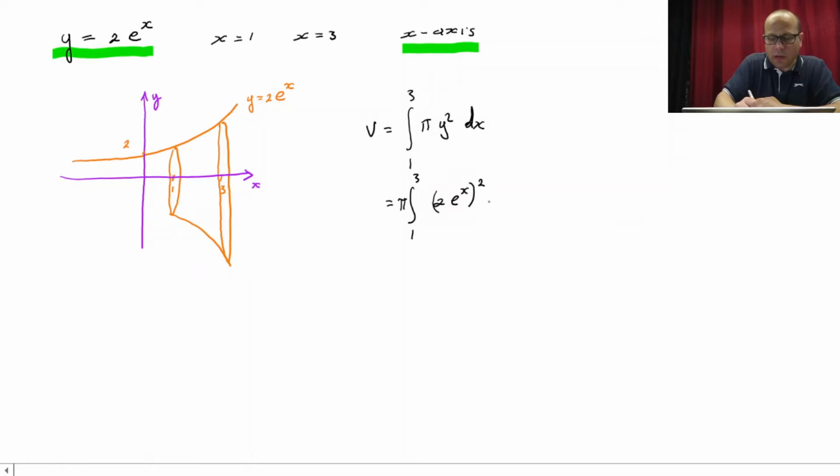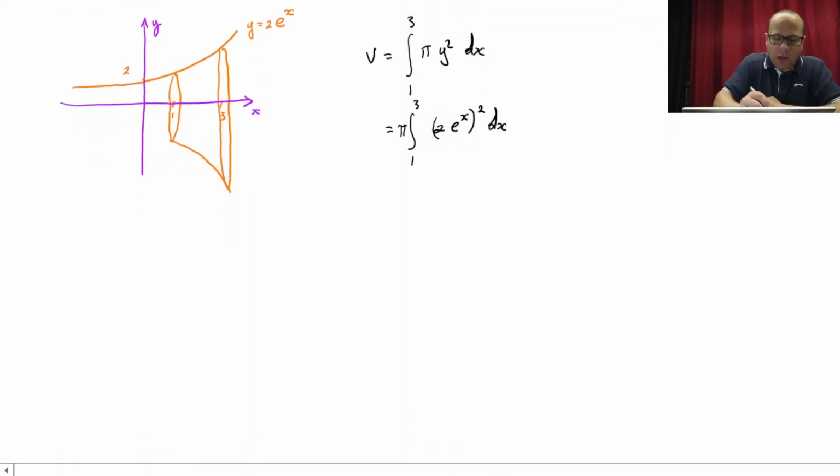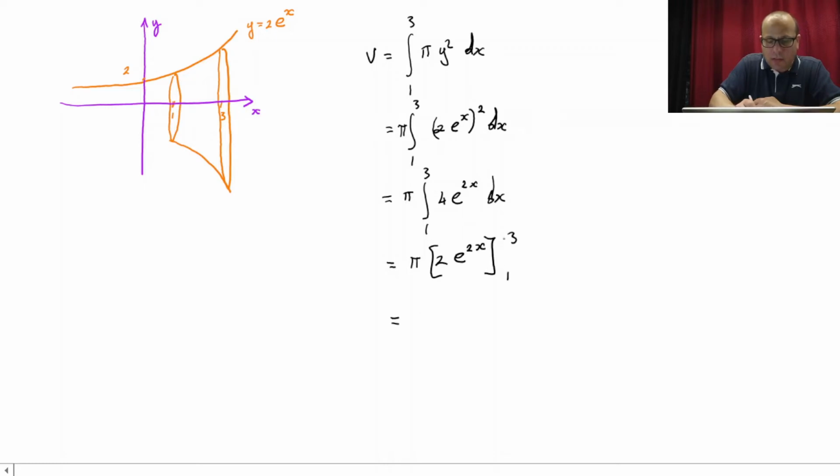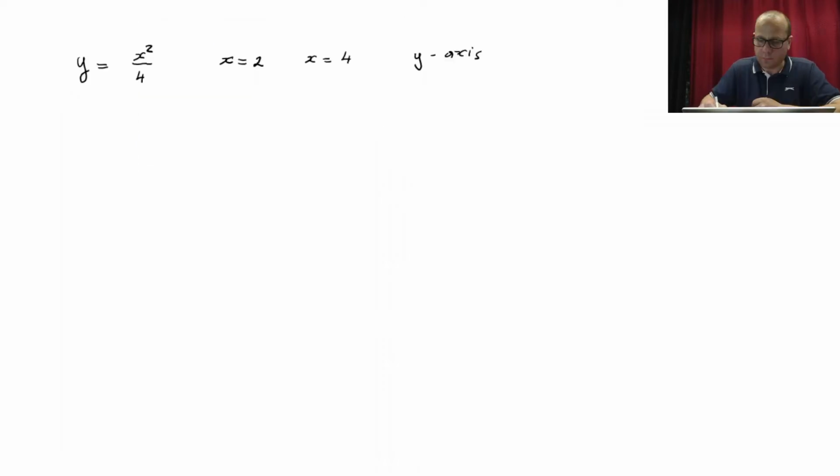So that's equal to pi times the integral of (2e^x) squared dx. Integrating that formula, we have pi, between 1 and 3, 4e^(2x) dx, and that's equal to pi times 2e to the power of 2x between 1 and 3. Substituting the top limit, take away the bottom limit, that's just 2 pi (e to the power of 6 minus e to the power of 2) cubic units.